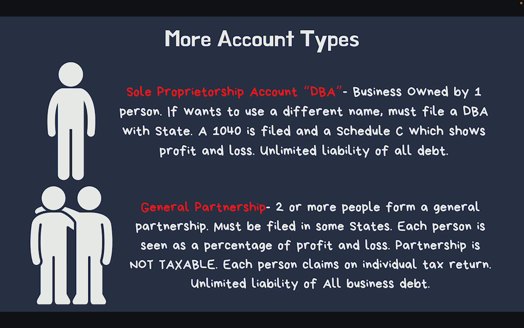And then there is something called a general partnership. This is when two or more people form a general partnership. It must also be filed in some states. Each person is seen as a percentage of profit and loss. The partnership is not taxable. Each person claims the profits and their losses on their individual tax return. And again, it's unlimited liability of all business debt.